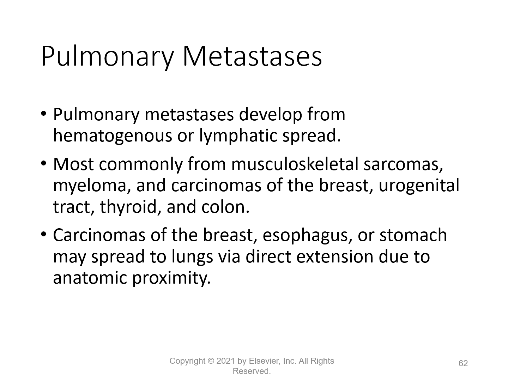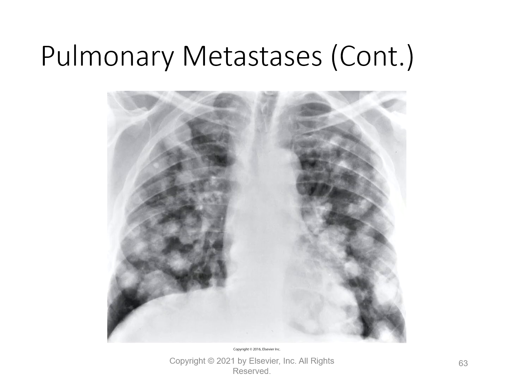Most common pulmonary metastases are from musculoskeletal sarcomas, myelomas, and carcinomas of the breast, urogenital tract, thyroid, and colon. The carcinomas of the breast, esophagus, and stomach can spread to the lungs via direct contact because of their close proximity to the lungs. Those that are coming from farther away are usually going to be from hematogenic or lymphatic spread. Here's an example of a patient with multiple pulmonary metastases, and this is classic for those round, focal appearances diffusely throughout the lungs.